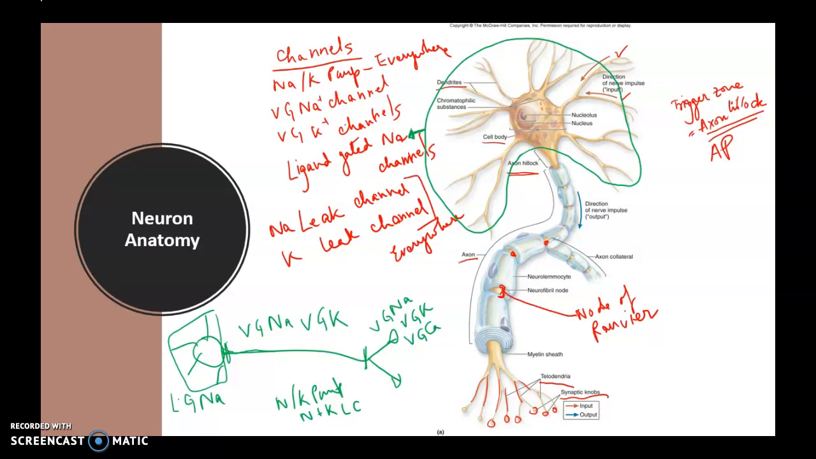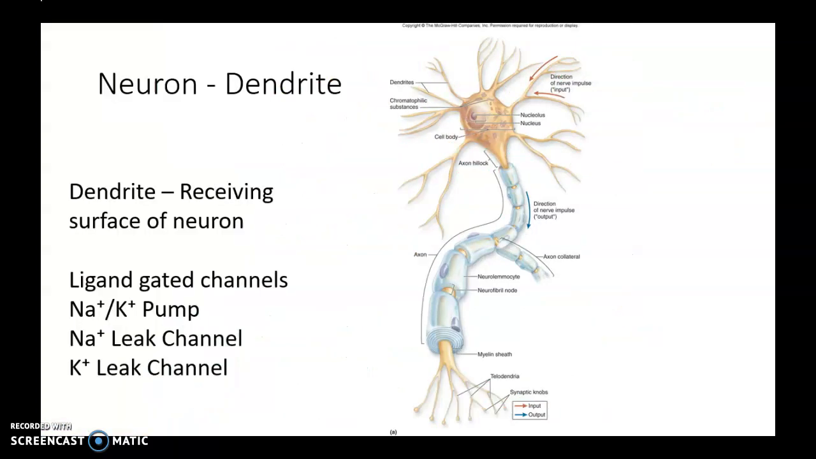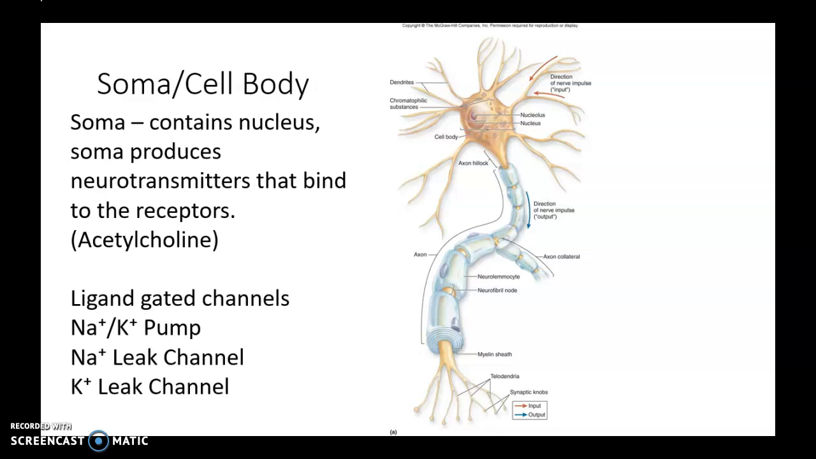Okay, let's move on. So, quick review. So, looking at the dendrites, know that they're the receiving end of the neuron, and we will have ligand-gated channels on the dendrites as well as on the soma, along with sodium-potassium pumps and the leak channels. Looking at the cell body, it contains a nucleus and the nucleolus as shown in the picture.